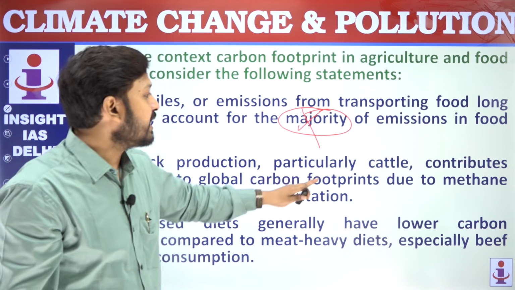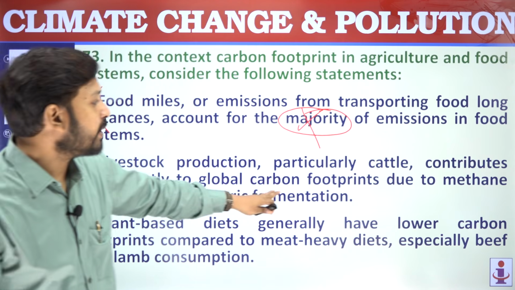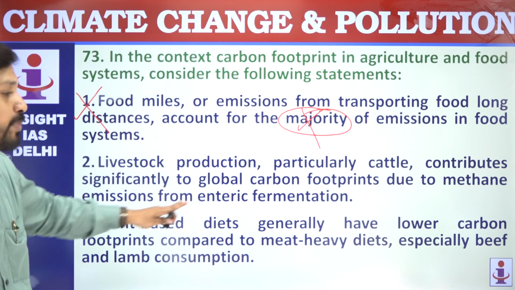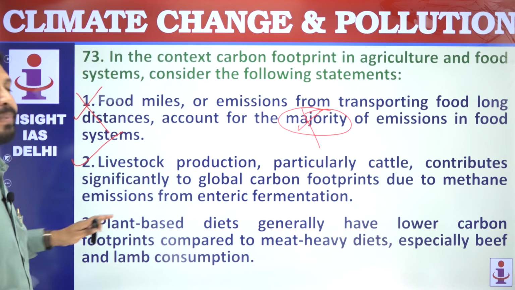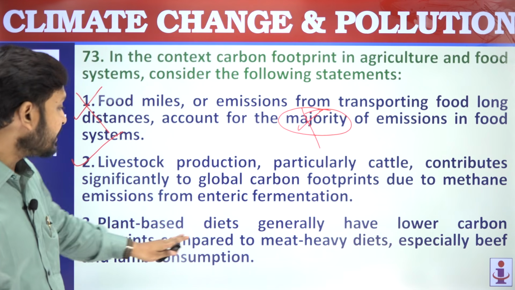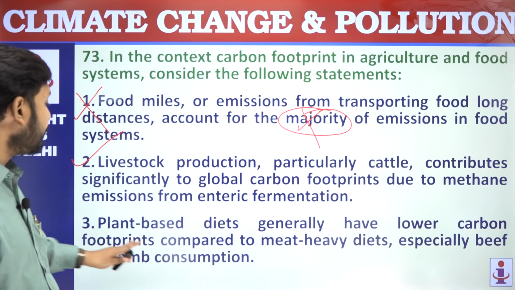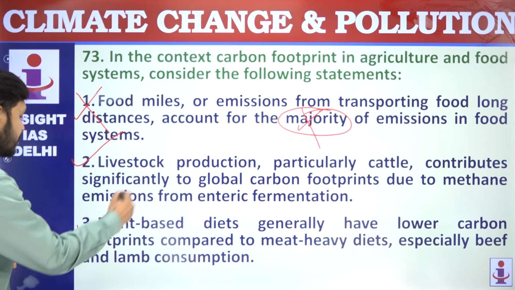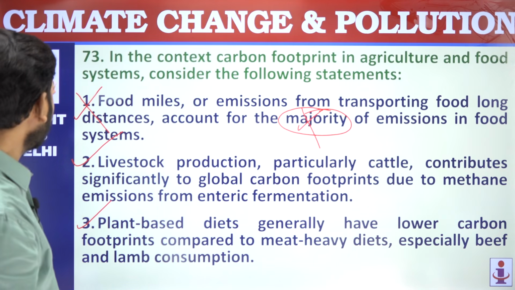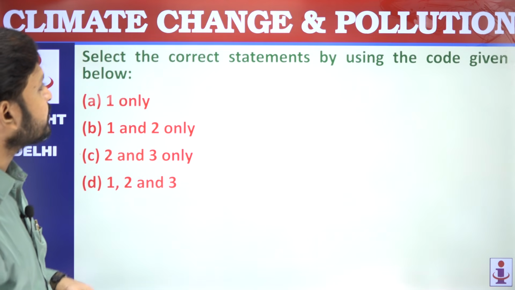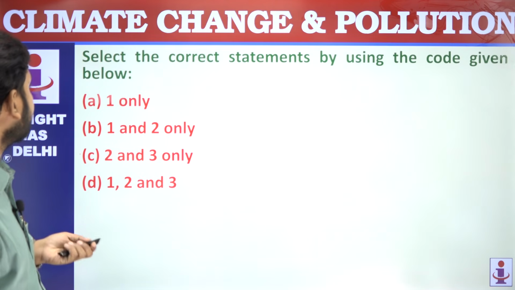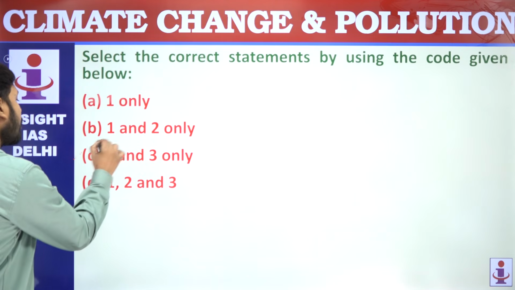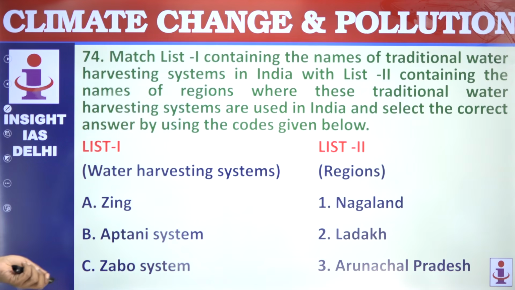Livestock production, particularly cattle, contributes significantly to the global carbon footprint due to methane emissions from enteric fermentation. This statement we have seen multiple times. Plant-based diets generally have lower carbon footprints compared to meat-heavy diets, especially beef and lamb consumption. This is also a right statement. So 1 is wrong, 2 and 3 are right. They're asking for the correct codes, so 2 and 3 are correct in this case. So option will be C. Okay, let's go to the next one.